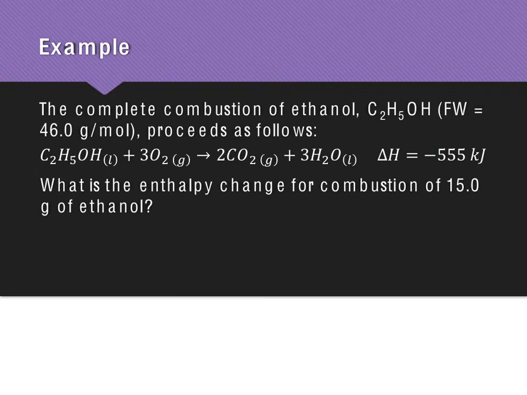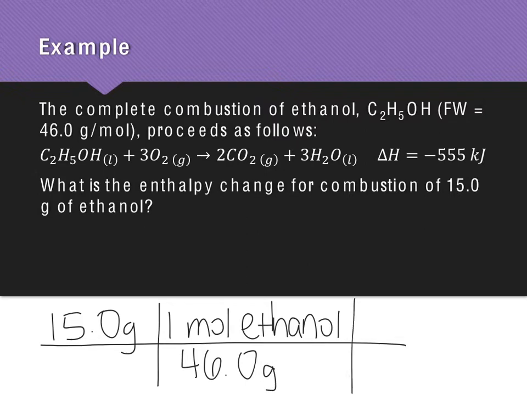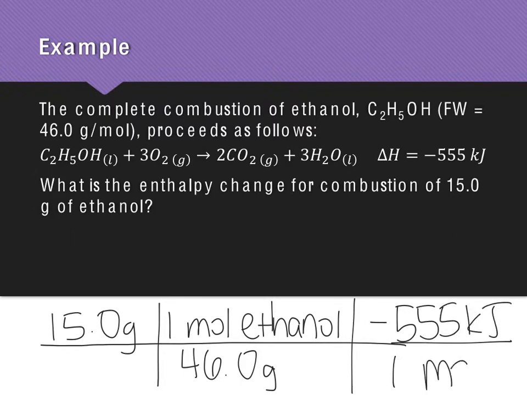However, we have 15 grams. Step 1, grams to moles. Step 2, moles to kilojoules. So we have 15.0 grams of ethanol. We're going to moles of ethanol. And they told us the formula weight is 46.0 grams. How nice of them. And then finally, negative 555 kilojoules over 1 mole.